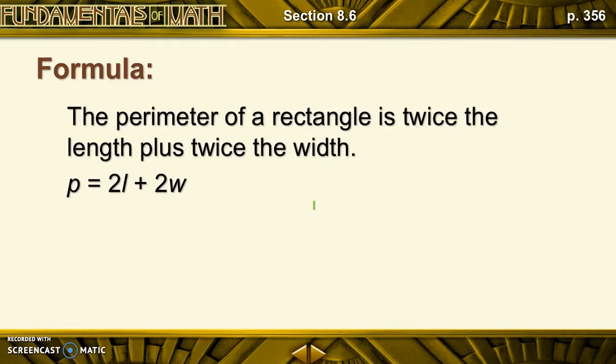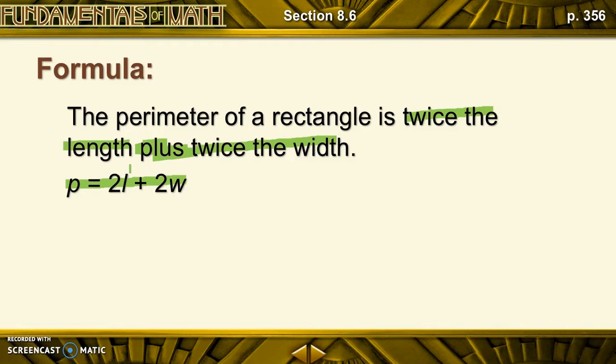Then we also have the perimeter of a rectangle. So there's a formula for that also. It says the perimeter of a rectangle is twice the length, or 2 times the length, plus twice the width, or 2 times the width. They write that out as P equals 2L plus 2W. That means 2 times L plus 2 times W.